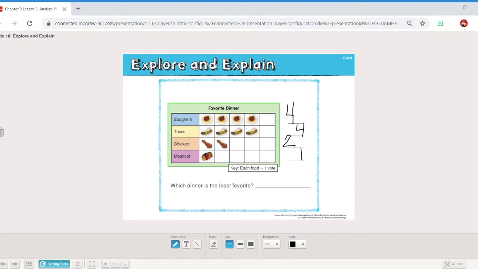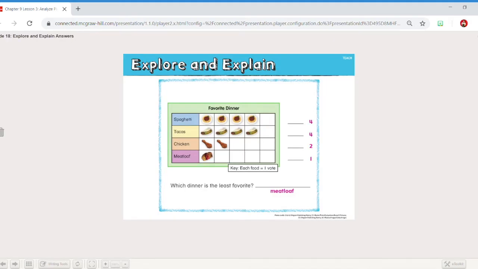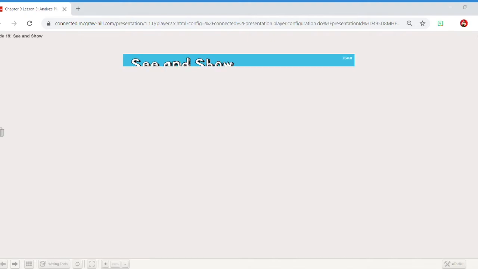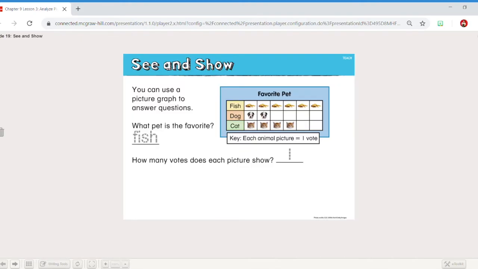Which dinner was the least favorite? What did people like the least? It'll be the smallest number, which means meatloaf. Not many people liked meatloaf, and I can agree, I don't really like meatloaf either. Now that we've solved our problem here, let's read this together in our see and show.